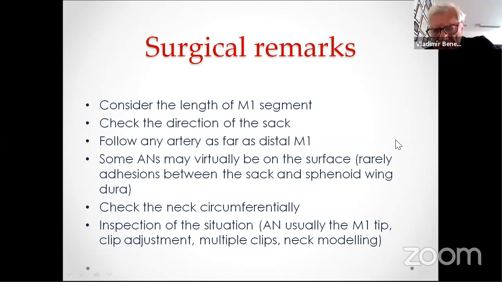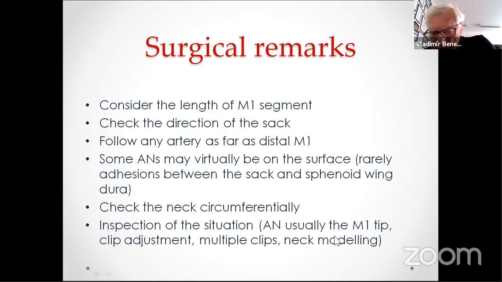After the arachnoid cut, you just follow any artery as far as distal M1. It's obvious and regular policy. Some aneurysms may virtually be on the surface. I have even seen several middle cerebral artery aneurysms which had adhesions between the sac and the sphenoid vein, which may be a problem sometimes. Check the neck circumferentially and check this area for all those pre-aneurysmal formations and cover them with some cottonoid or whatever is in your armamentarium. And inspect the situation.